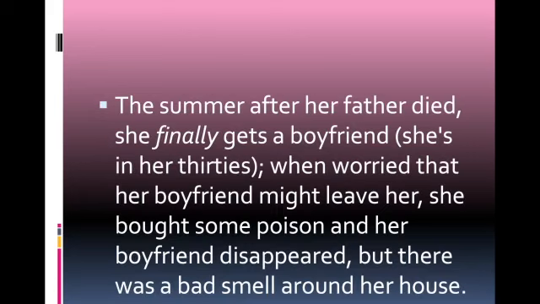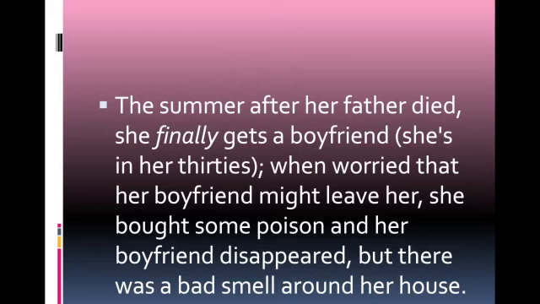Now, the summer after her father died, Emily finally gets a boyfriend for the first time. She's in her 30s, and that would have been considered very rare at the time. A lot of the town folk believe that Emily hasn't had any boyfriends before this point because her father did not want to let her go. He had lost his wife at a young age, and so he's basically taken Emily on as the caretaker of the house. But the summer after her father died, she finally gets a boyfriend in her 30s.